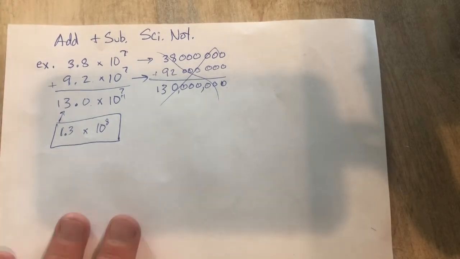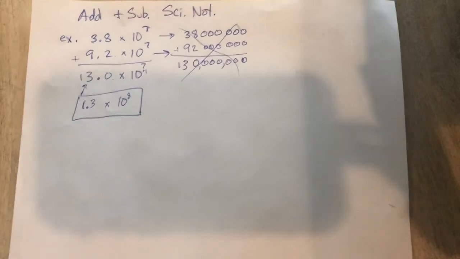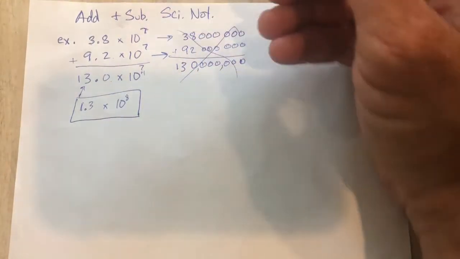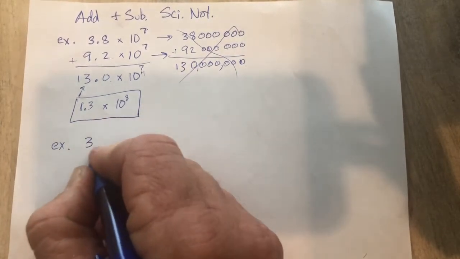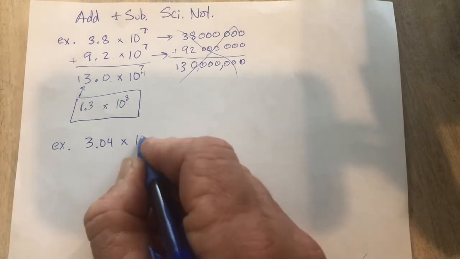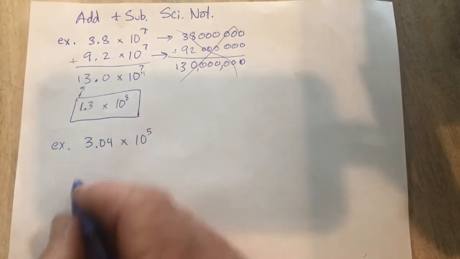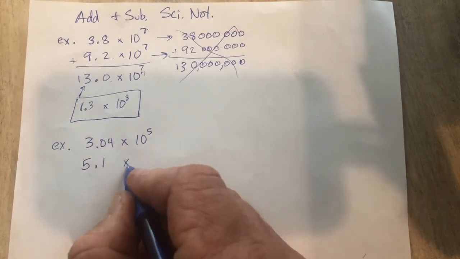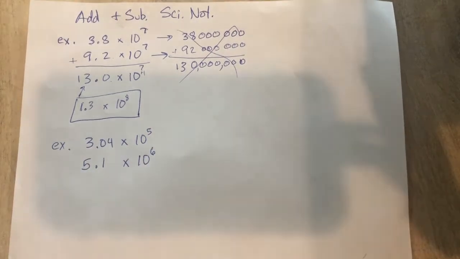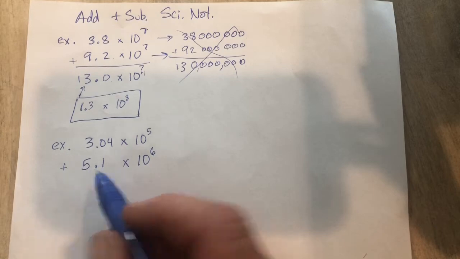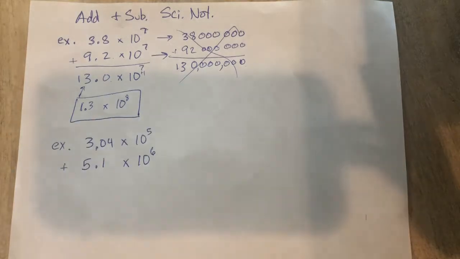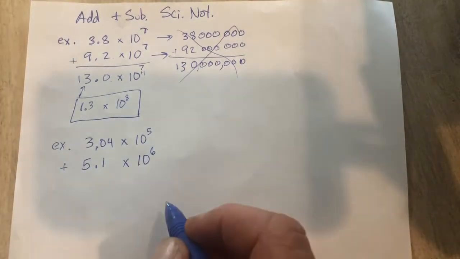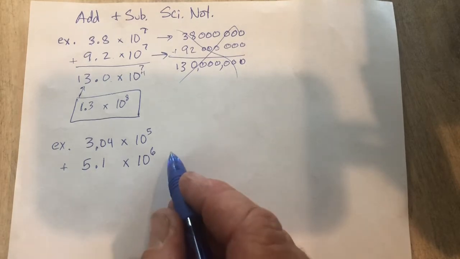All right, so let's look at another one. Two scientific notation numbers, but they're going to have different powers of 10, and how do we handle that? I'm going to show you that here. So let's go with, say, 3.04 times 10 to the 5th power, and let's go with 5.1 times 10 to the 6th power. Okay, the first thing you need to understand is that we are not allowed to add these together as is, just adding these numbers up and lining up the decimals and adding everything. We can't do that. It might be helpful just to do this once and see why we can't do that.